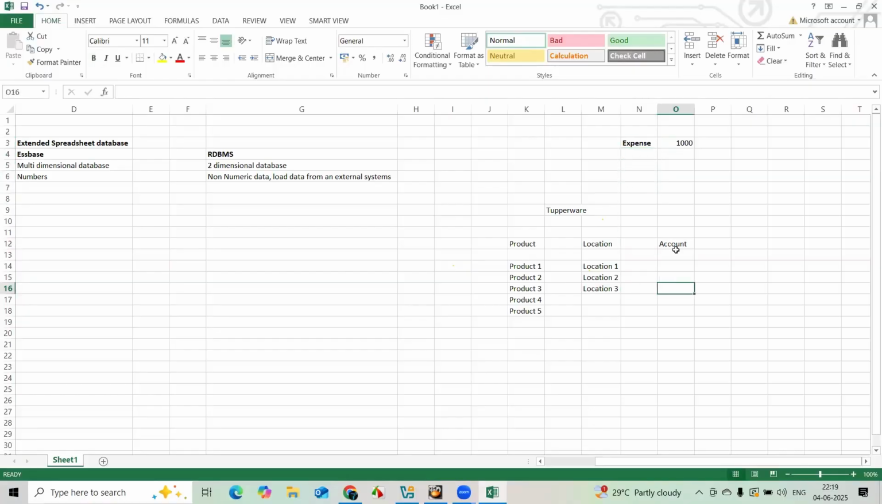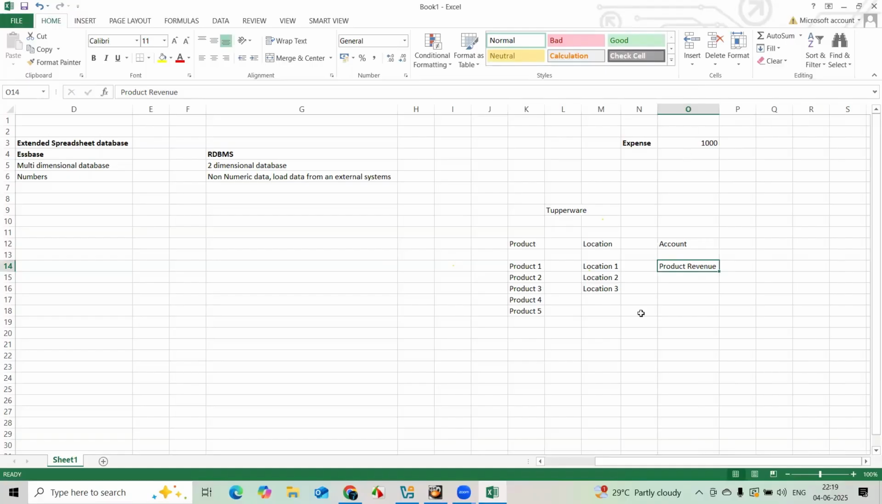Okay. So in the account, I'm taking something called product revenue. Tupperware has an account called product revenue where they are tracking how much revenue they have generated by selling each product in each different location. Okay. So we have these things.